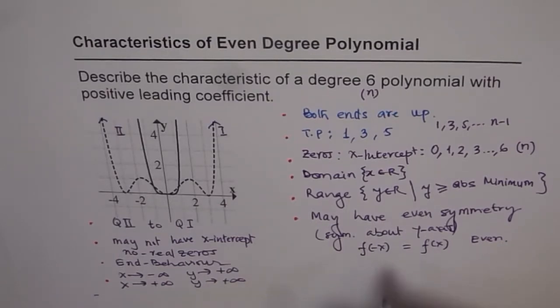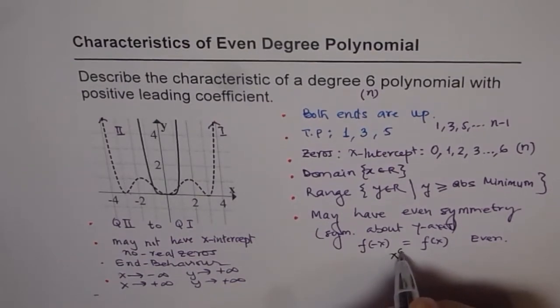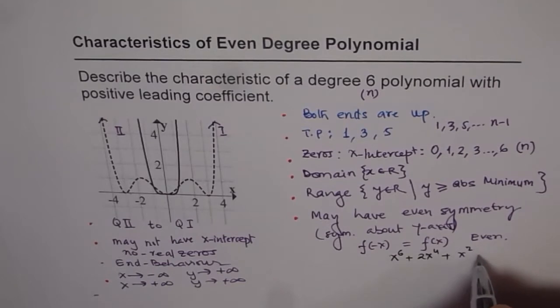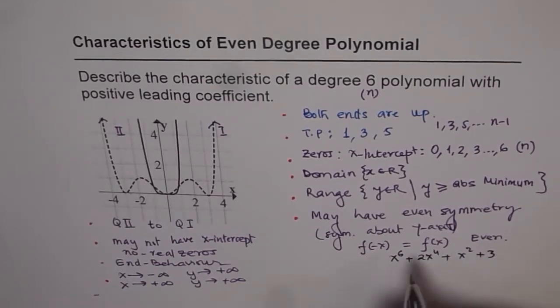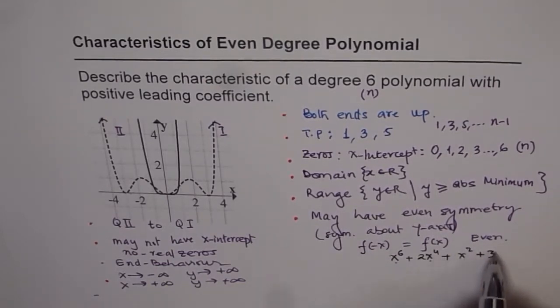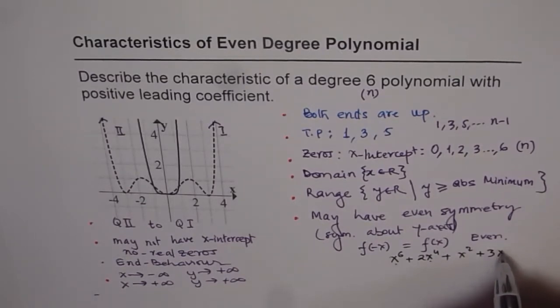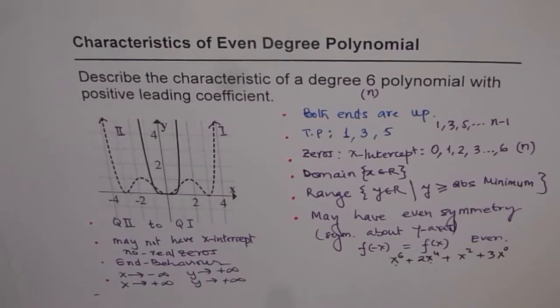So the way to recognize it is like this: if I give you an equation like x to the power of 6 plus 2x to the power of 4 plus x squared plus 3, for example. Now here all these exponents are even, right? This is also an even exponent. It could be treated as x to the power of 0. So this function will be an even function, right? But if I introduce x to the power of 3 in between, it becomes neither. So that is kind of important to understand.